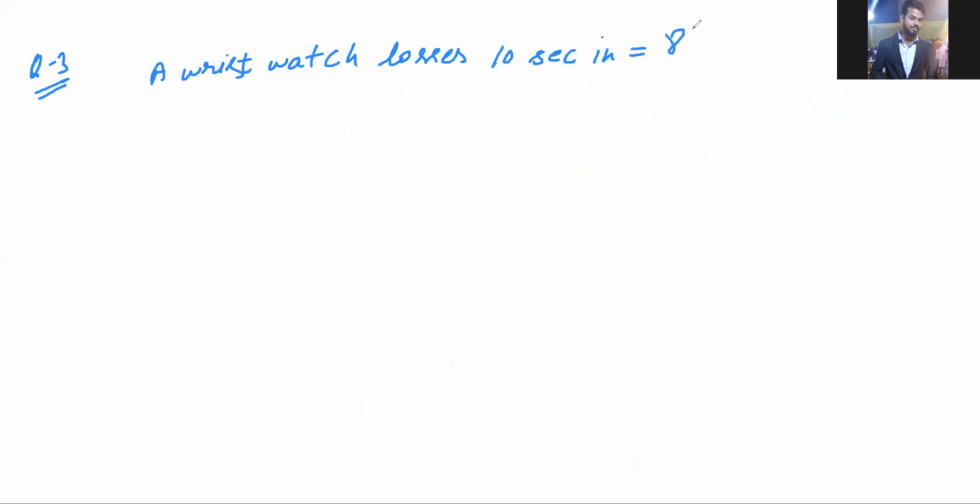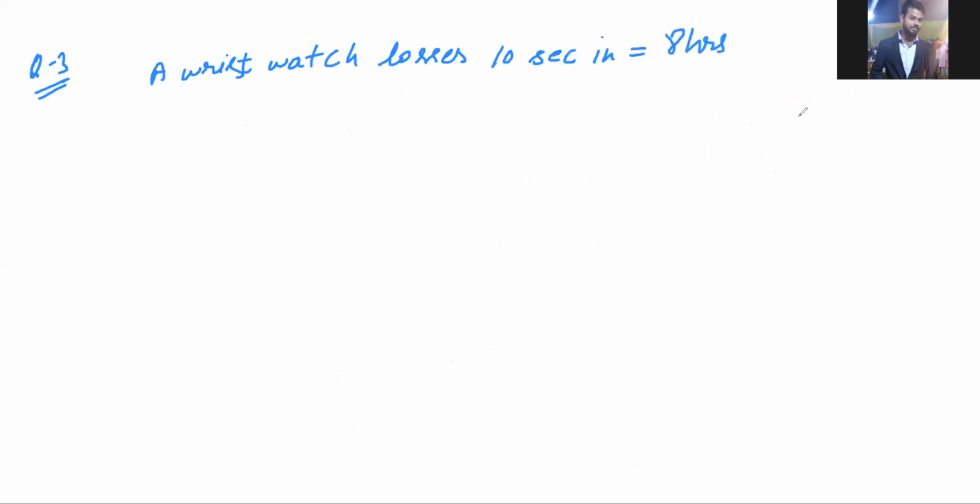Question number 3. It says a wristwatch loses 10 seconds in every 8 hours. Okay, so in how much time it will lose 15 seconds? So you would say a wristwatch loses 10 seconds in 8 hours.